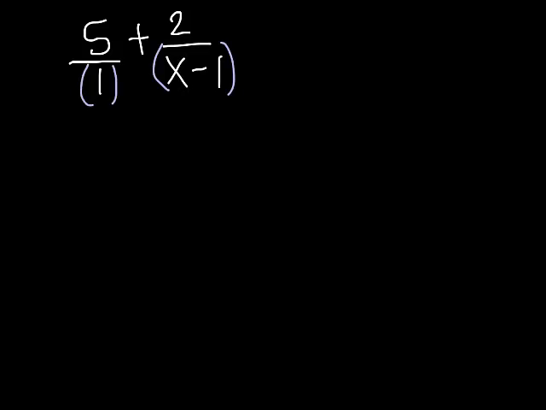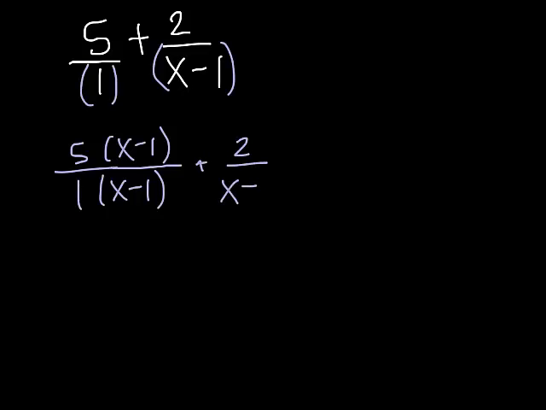So really what's going on here is that 5/1, I'd like it to be over x minus 1. So what I can do is multiply the top and the bottom by x minus 1. That way, it has the same denominator as my other fraction. Now I'm allowed to do that multiplication as long as I do it to both the top and the bottom.